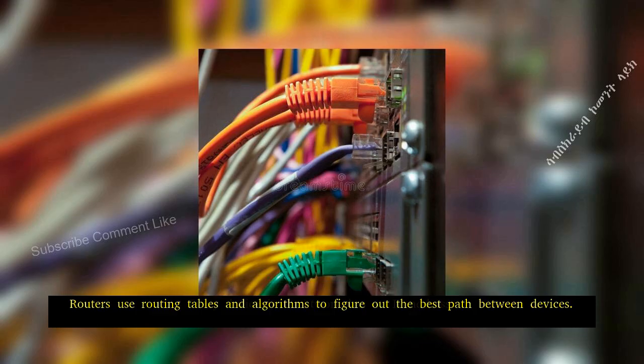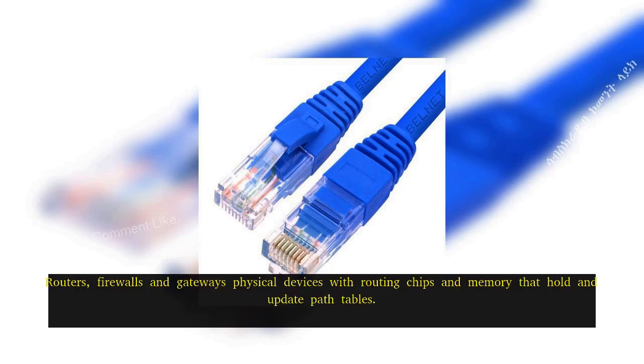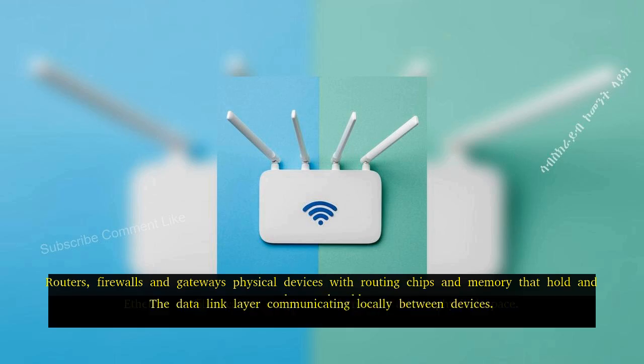Routers use routing tables and algorithms to figure out the best path between devices. Your data may travel through dozens of routers before reaching its target. Materials involved? Routers, firewalls, and gateways, physical devices with routing chips and memory that hold and update path tables. Ethernet or fiber cables carry this information across physical space.